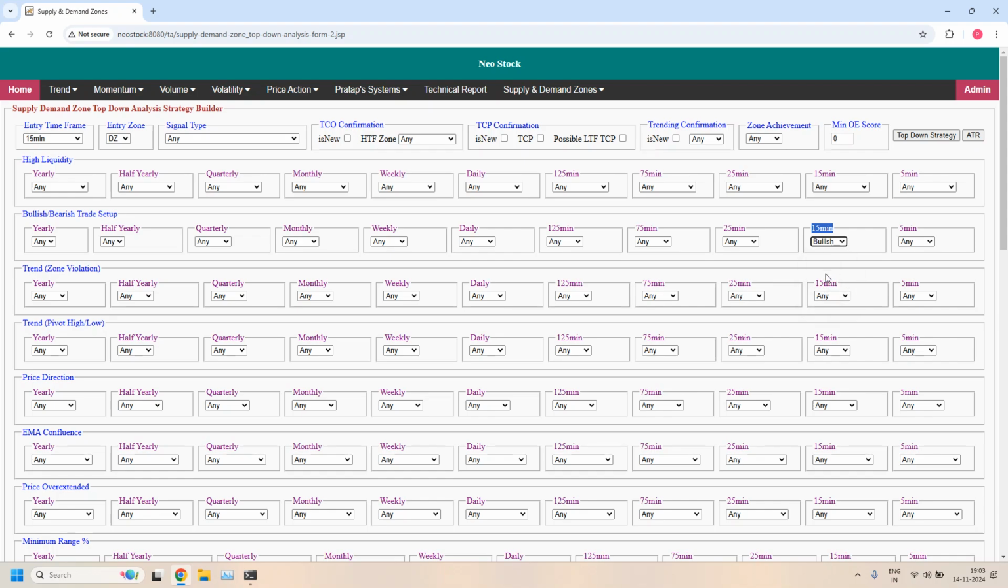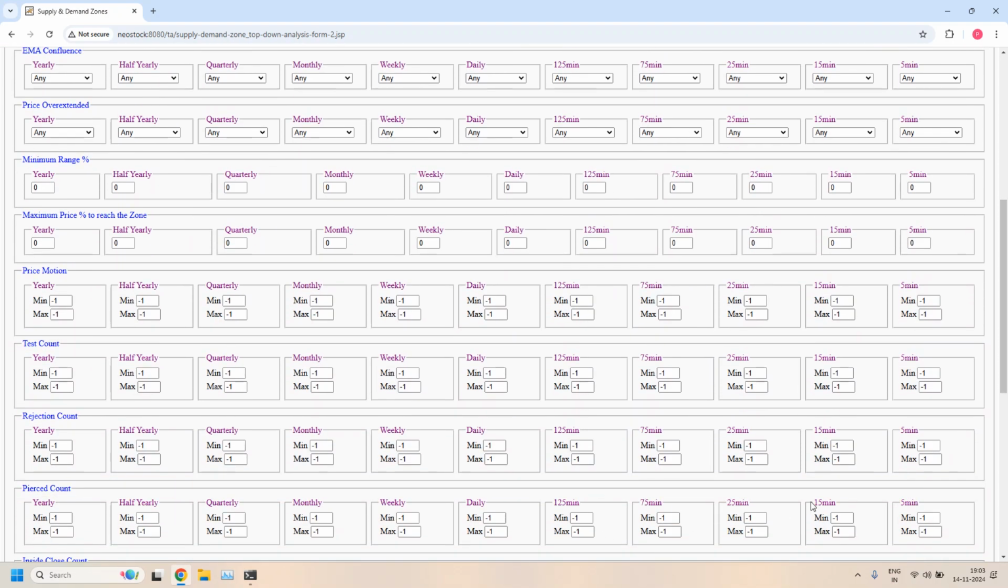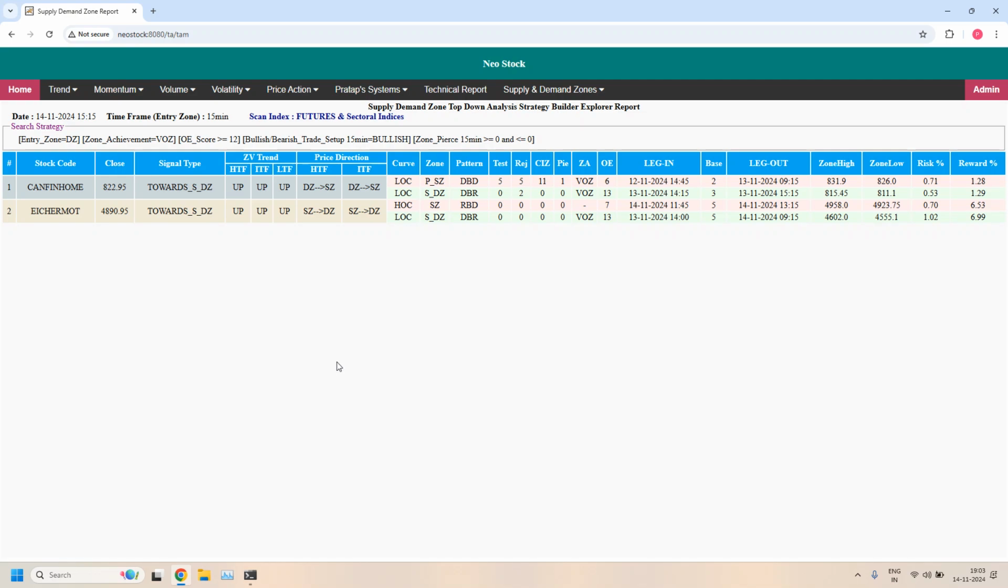I am selecting bullish. This 15 minutes demand zone should not be pierced. So in the pierced count, at 15 minutes time frame, I am setting minimum value 0, maximum value 0, and zone achievement violated opposing zone. Minimum odd enhancer score is 12. With all the 3 filters applied to the 15 minutes demand zone, let's verify. We got 2 stocks. And these 2 stocks are currently supporting a bullish trade setup for daily income trade, that is entry time frame 15 minutes demand zones.